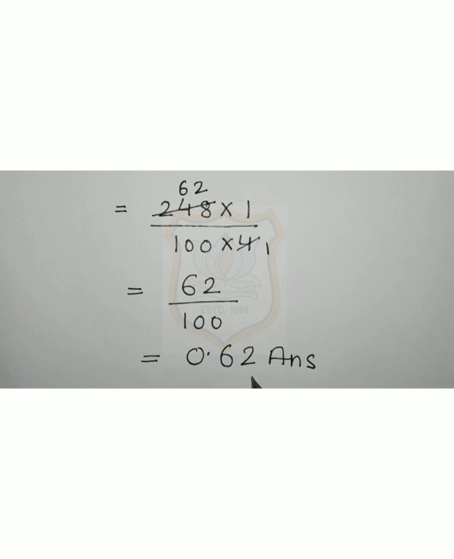Now this 62 upon 100 is converted into decimal fraction by putting decimal after 2 digits, because in 100 there are 2 zeros. So decimal will come after 2 digits, that is equal to 0.62. That is the answer of third part of question number 1, exercise 2.7.